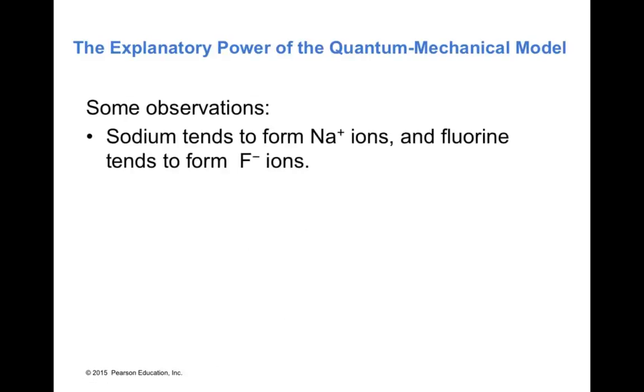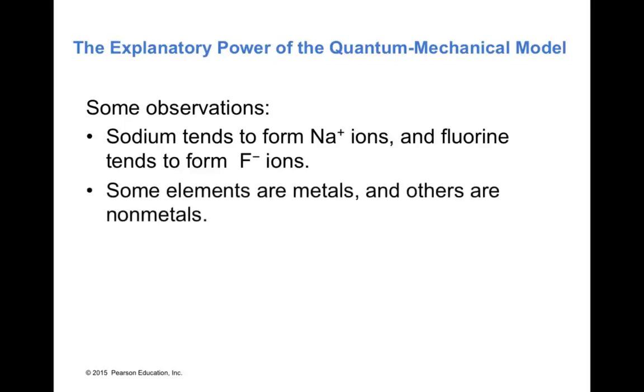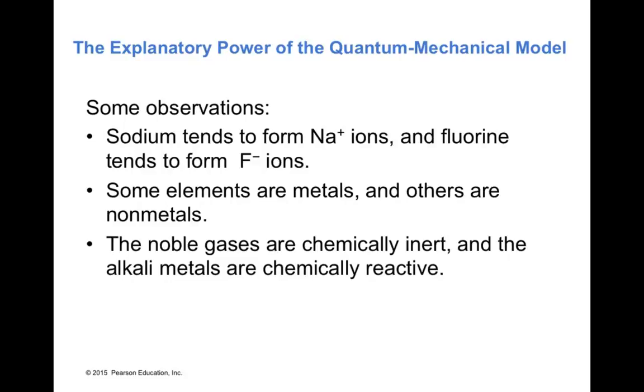So, some observations. Sodium tends to form Na+ ions, which are called cations. And fluorine tends to form F- ions, called anions. Can we explain that with the quantum mechanical model? Why is it easy for sodium to release an electron, and for fluorine to obtain an electron as an ion? They are positive cations in the case of sodium and negative anions in the case of fluorine. Some elements are metals and others are nonmetals. And the noble gases are chemically inert and the alkali metals are chemically reactive. Can we explain these things by using the quantum mechanical model?